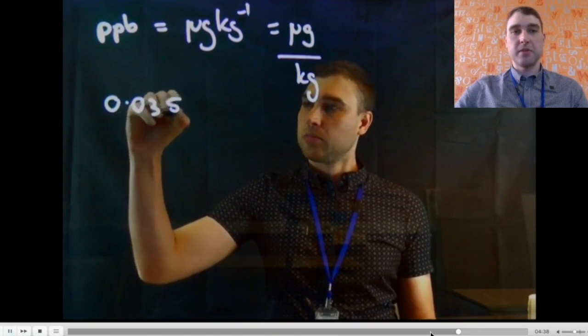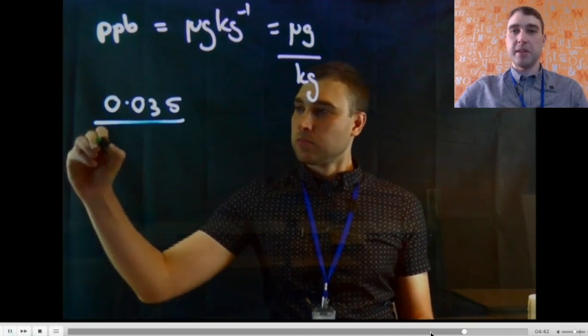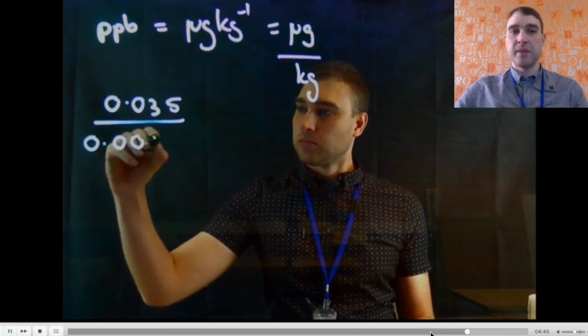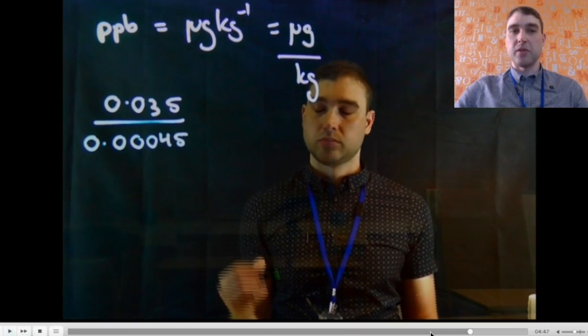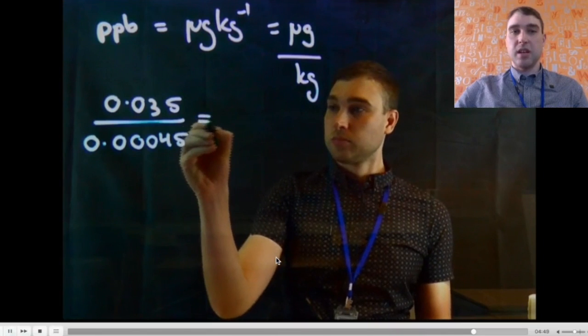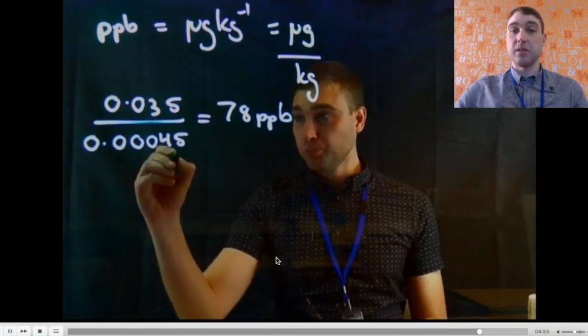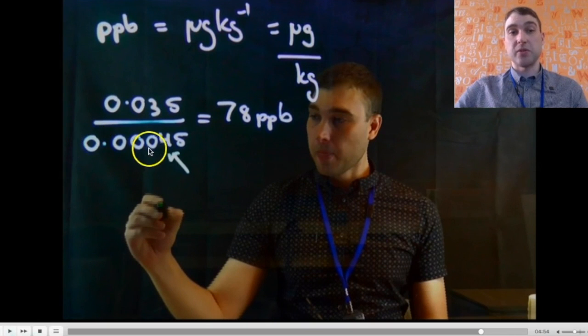Now, from my answer before, I had 0.035 micrograms. So now I'm going to divide that by the number of kilograms of stuff that I have. That's 0.00045. We had a 0.45 gram sample of potato, and I'll just do the calculation. So we get my answer of 78 parts per billion once it's rounded off. Where did the 0.00045 come from?